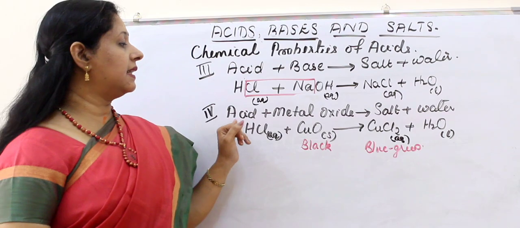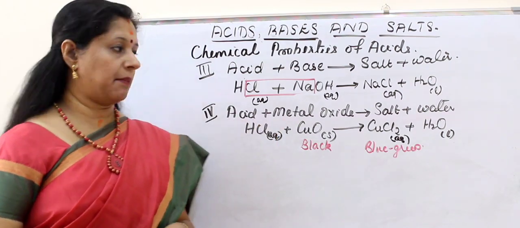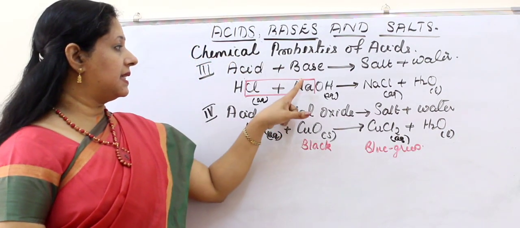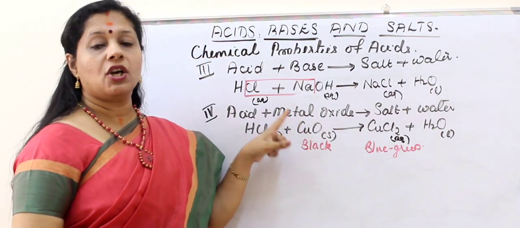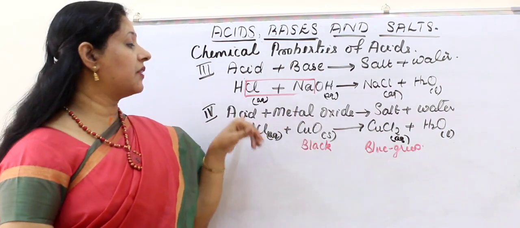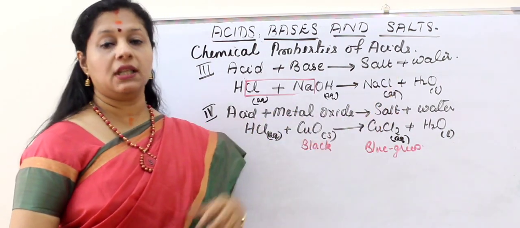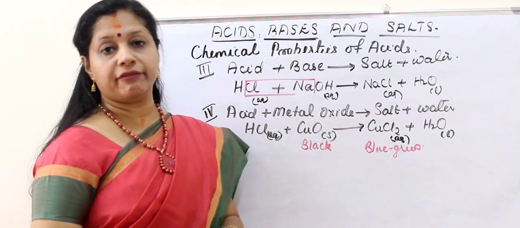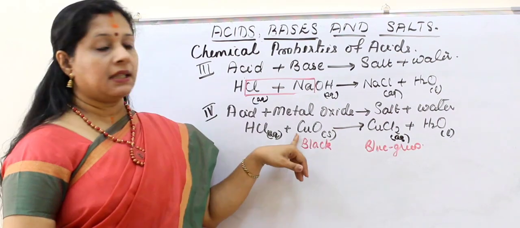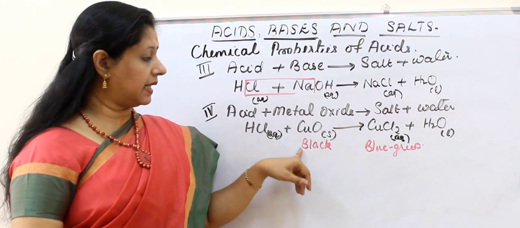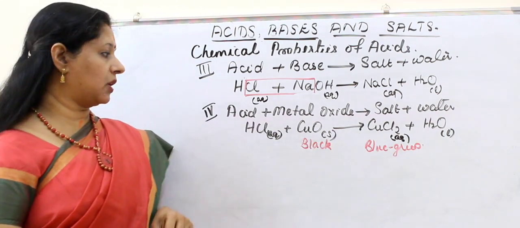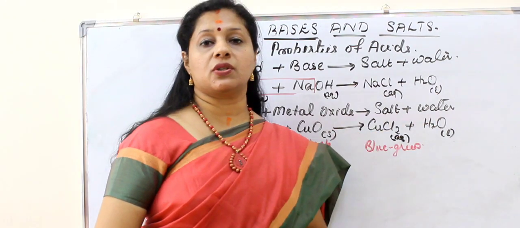Now we will see what happens if an acid reacts with a metal oxide. Salt and water will form again. So from this we know metal oxides are basic in nature, because they react with acid to give salt and water. This is similar to the reaction of a base. Hydrochloric acid is taken as the acid. The metal oxide taken here is copper(II) oxide, which is black in color, but it turns into a blue-green solution, that is copper chloride, and water is also produced.